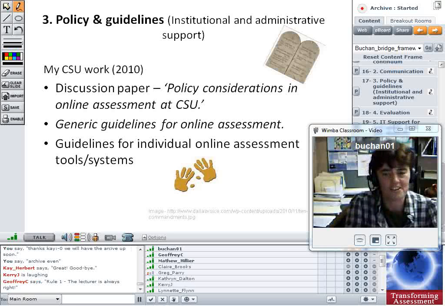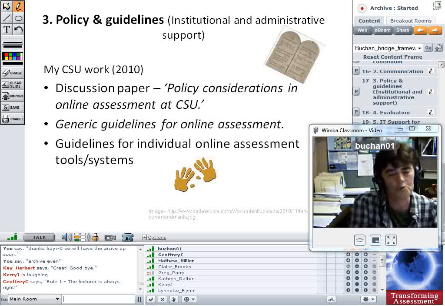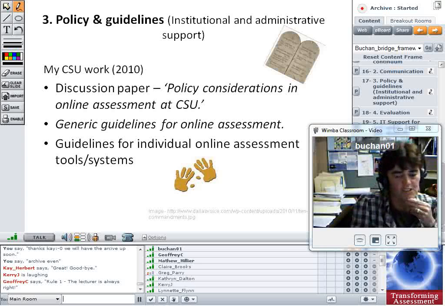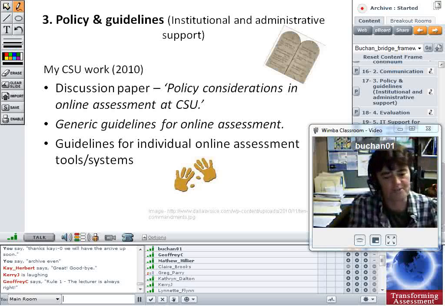And they basically said, well, those are guidelines, but they're not worth the paper they're written on. And so unless we get some policy and support from administration, that is a problem. So, yep. Thanks, Jeff, for the advice.